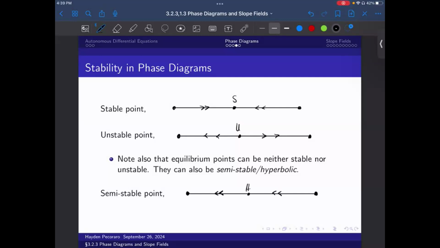Okay, and these 3 now are essentially the only options that we have. You know, stable, unstable, or semi-stable for autonomous differential equations.